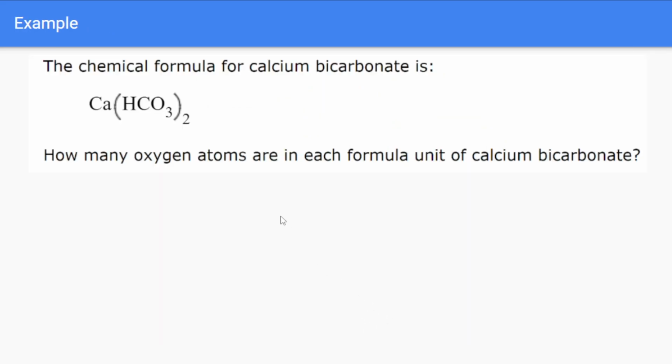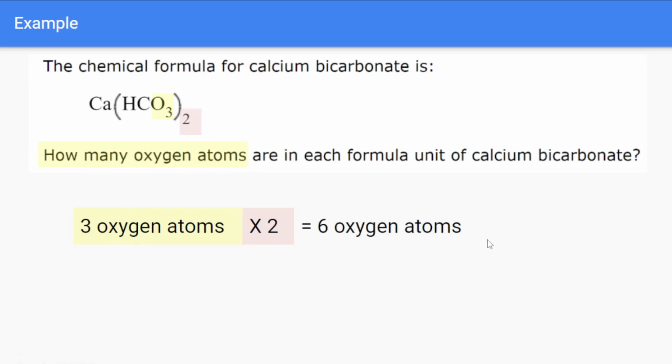So let's look at this example. We have another one of these compounds that has a formula with parentheses. How many oxygen atoms are in this formula? We have 3 oxygens, but there's parentheses. Outside of the parentheses is a subscript of 2, so we multiply everything inside by 2, but remember, we're only focused on oxygen. So 3 oxygen atoms times 2 is a total of 6 oxygen atoms.